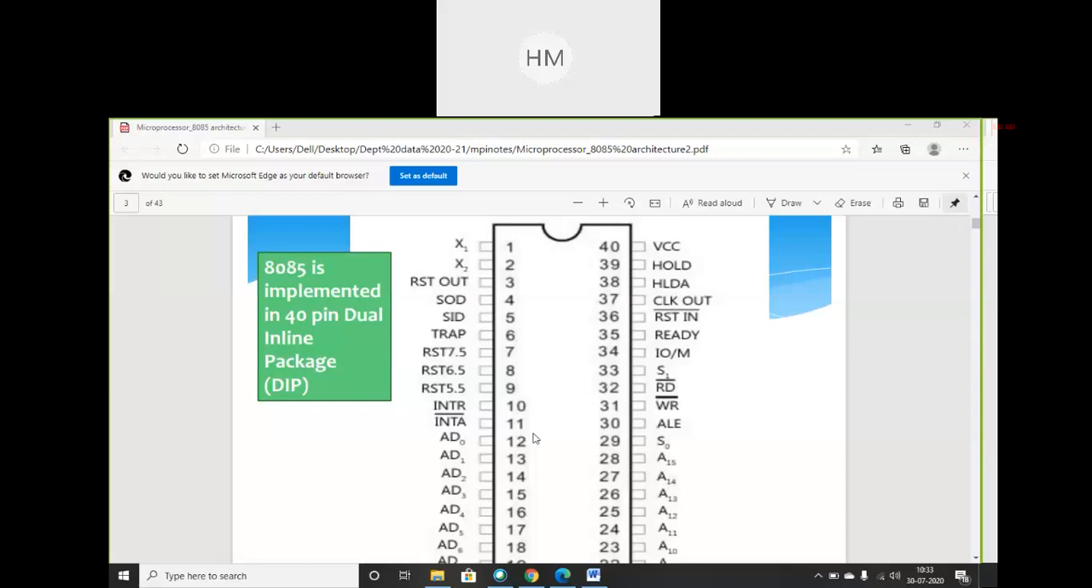Then see, it's very easy to remember this pin diagram. It seems to be very hard, but it's very easy. You can remember it very easily.